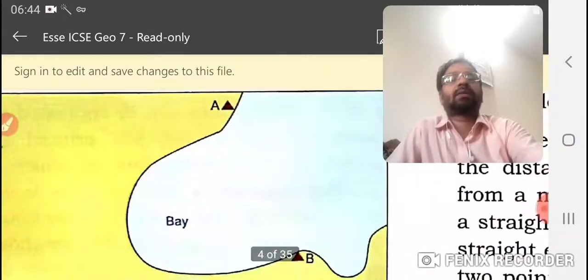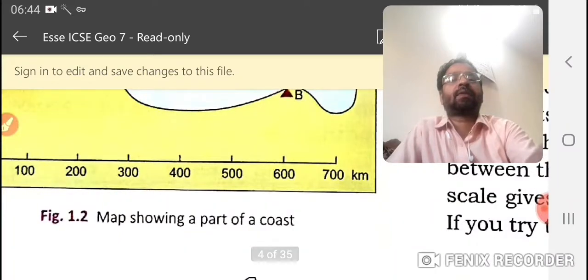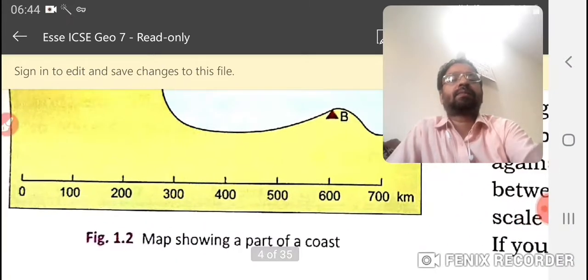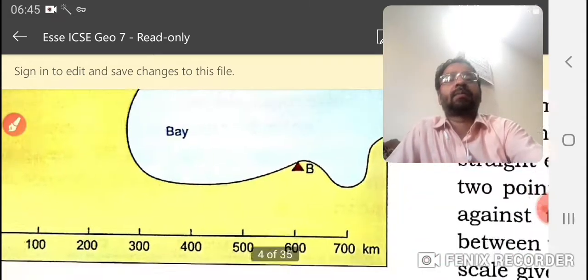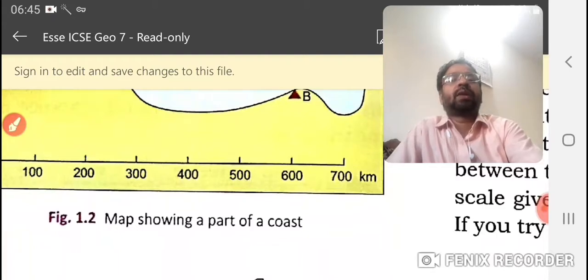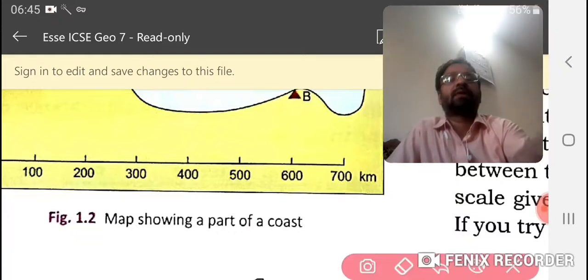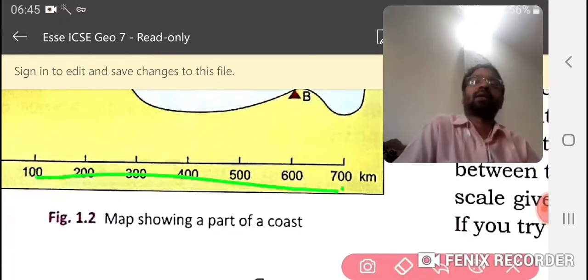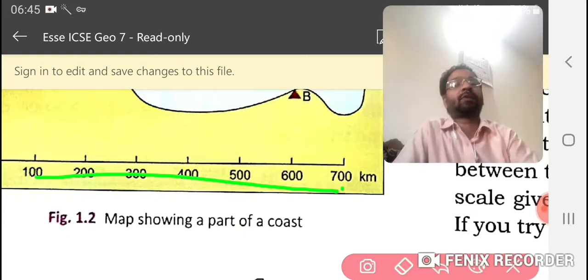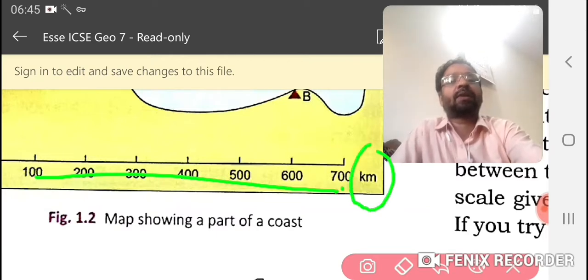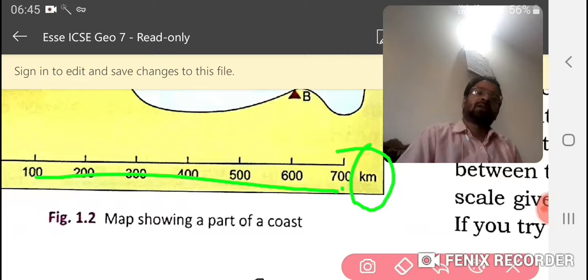Now let us see some types of figures. This is figure number 1.2. This figure shows a part of a coast. This is a scale you see, all of you. Here comes 10, 100, 200, 300. That means 1 centimeter represents 100 kilometers. Here at the last we can see kilometers. Okay, you understood it?